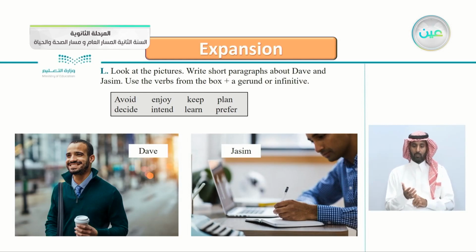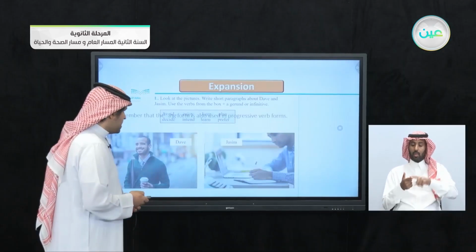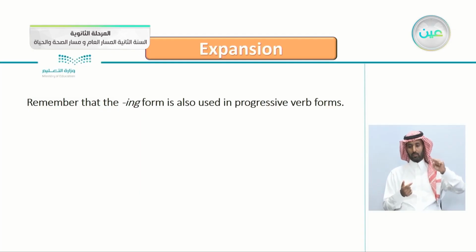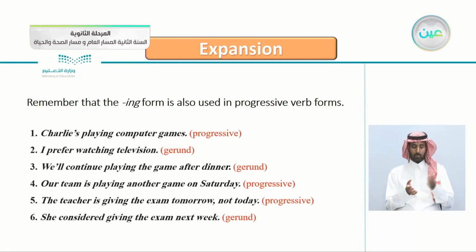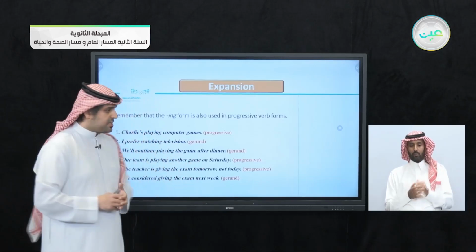You see the picture here, you see here Dave and Jasim. You can choose whatever verb here plus the gerund. And remember that the ing form is also used in progressive verb forms. Charlie is playing computer games. This is progressive. Charlie is playing. I prefer watching. This is a gerund. Try to differentiate between the gerund and the progressive.